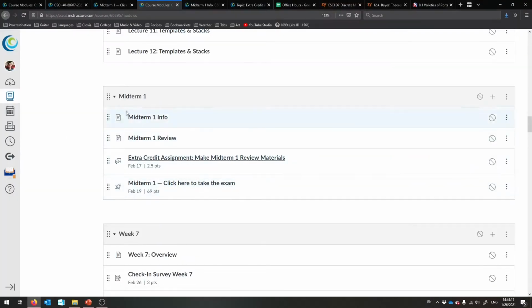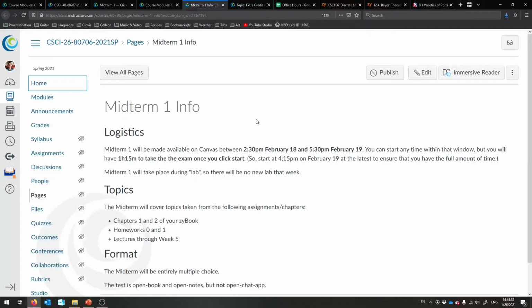I will eventually make this midterm 1 module available on Canvas, and there will be several things in it. The things that I will be giving you right now are these 2 pages, midterm 1 info, and the extra credit assignment, make midterm 1 review materials. So let us go to both of those and see what they're all about.